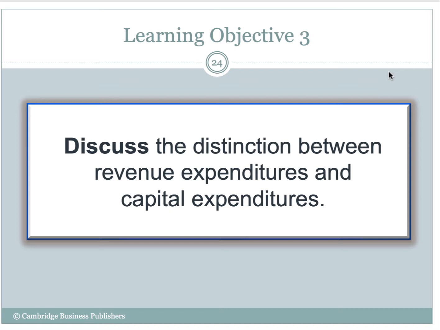In this video, we're kind of going to switch gears a little bit, and we're going to talk about expenditures. And we need to be able to distinguish between two types of expenditures. We have revenue expenditures and capital expenditures. Now, these expenditures are in conjunction with long-lived assets.